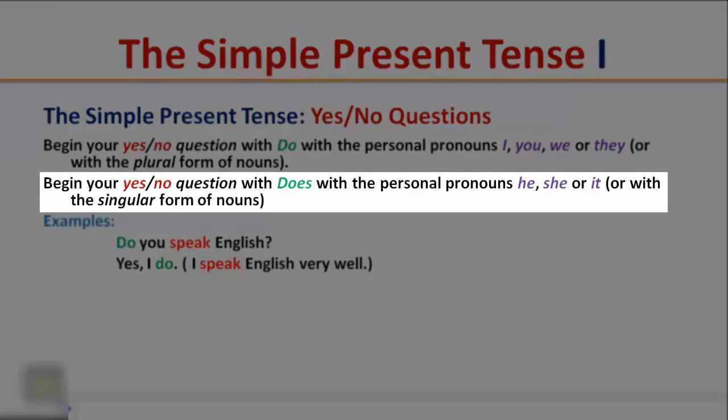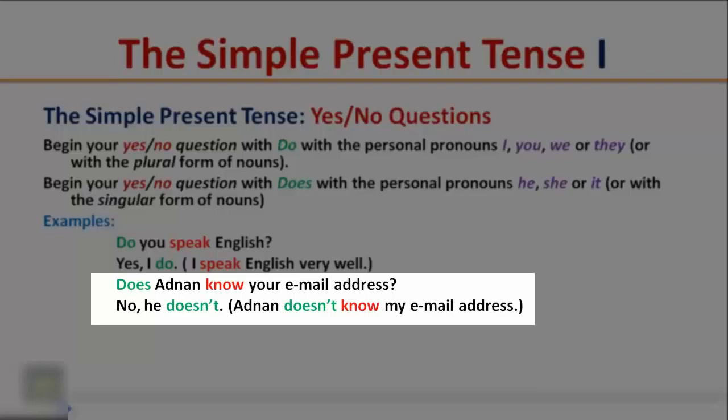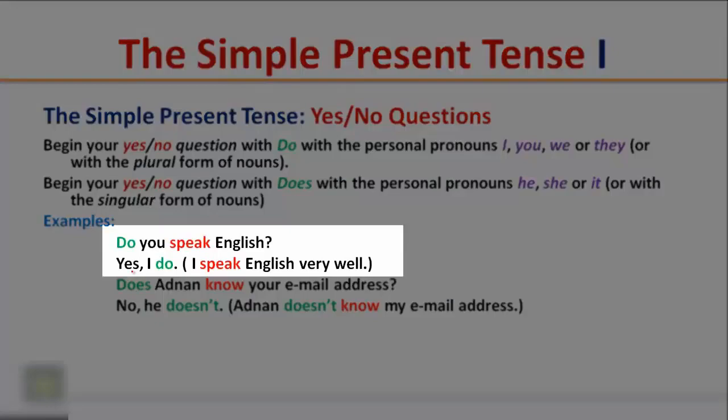Begin your yes-no question with does, with the personal pronouns he, she, or it, or with the singular form of nouns. Example. Does Adnan know your email address? No, he doesn't. Adnan doesn't know my email address. Notice here that in yes-no questions, we begin the question with the auxiliary verb, followed by the subject, followed by the base form of the verb.